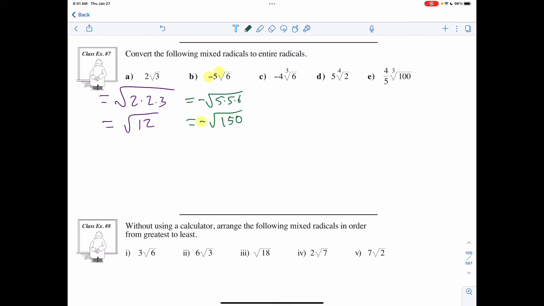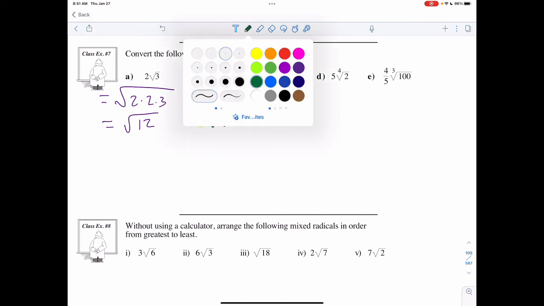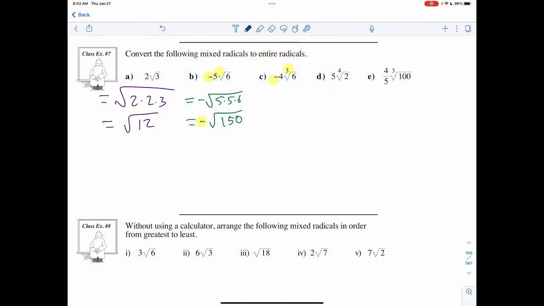The next one is a cube root, so I can move the negative in. So I'm going to say that this would be equivalent to the cube root of -4 times -4 times -4 times 6, or -4 cubed times 6. Same logic works. And that's going to be the same as the cube root of -384.